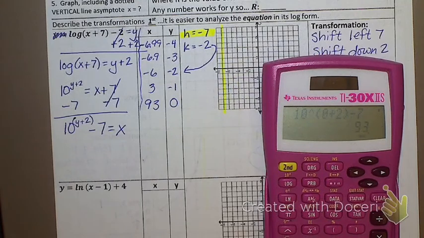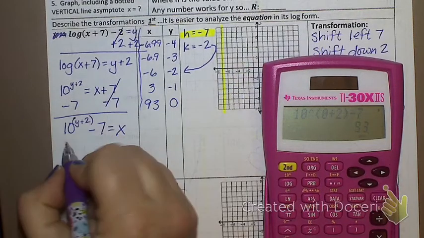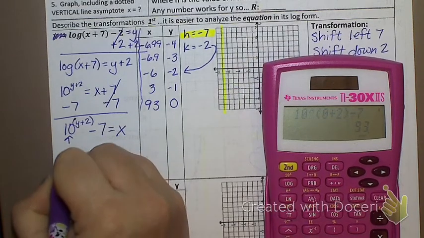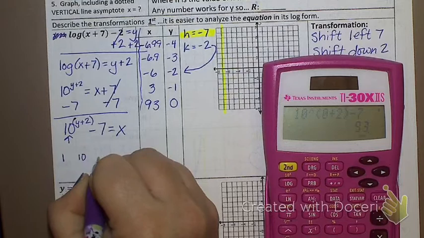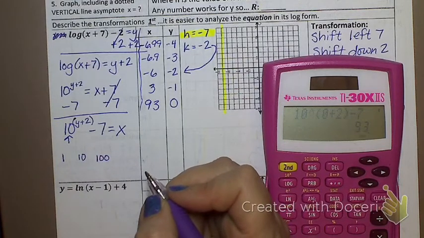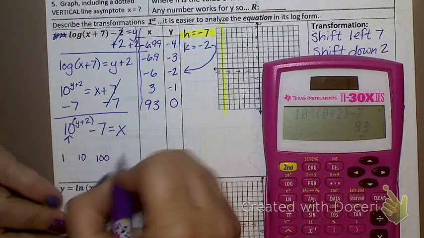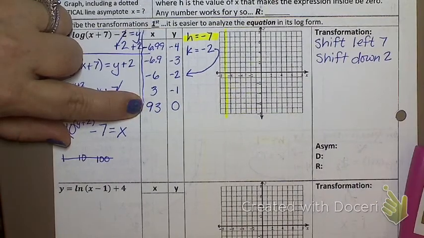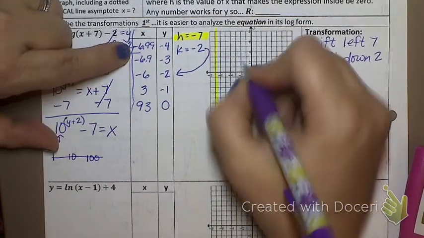Why did it get big fast? Because your base is 10. Think about powers of 10. 10 to the 0 is 1. 10 to the first is 10. 10 to the second, you're already up to 100. So it doesn't take a very big exponent on a 10 to make the number really big, right? 10 to the third, you're at 1,000. So clearly I'm not going to be able to graph 93. But I can graph the rest of them.